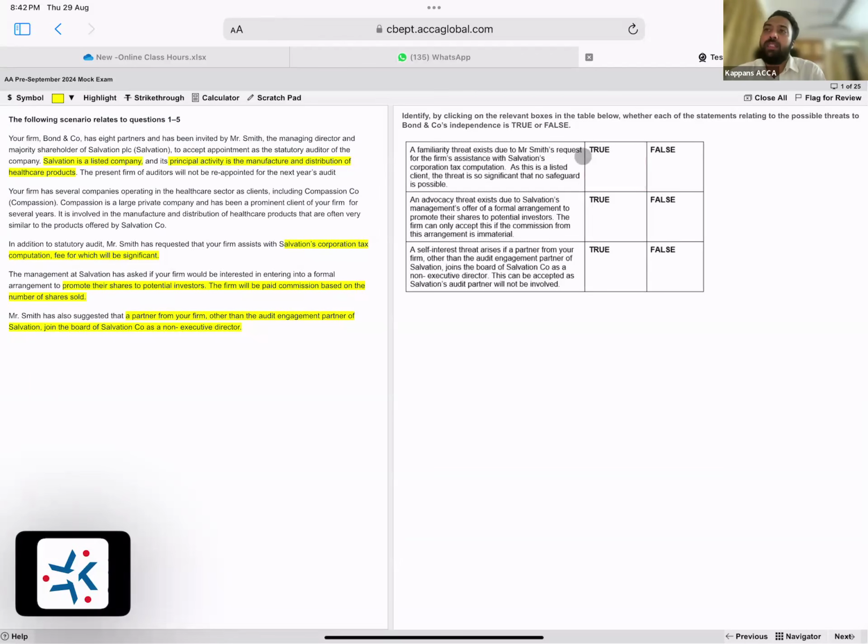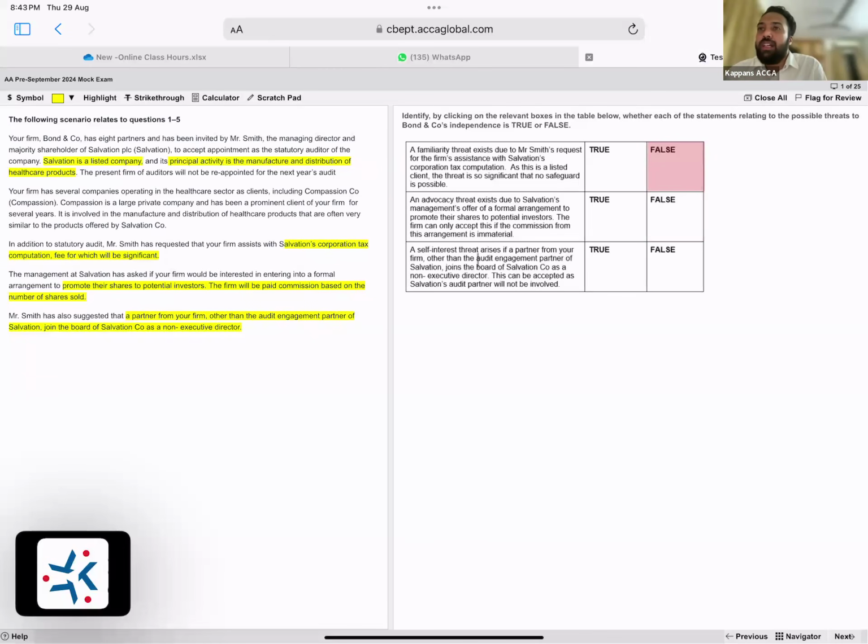It is false, because asking or requesting the auditor to assist in tax calculation is a self-review threat. It's not a familiarity threat. So that statement is false.